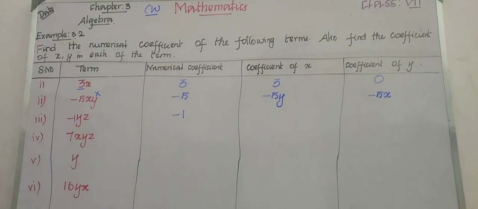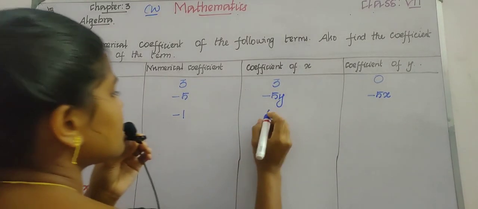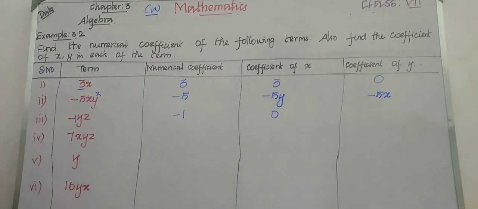Okay, children, and then the coefficient of x. How will you find the coefficient of x? Here we are having only minus y. x is not there, so simply we can put 0, or else we can write not possible.